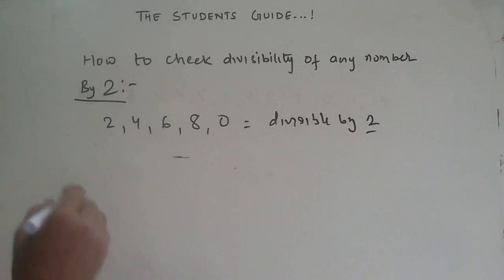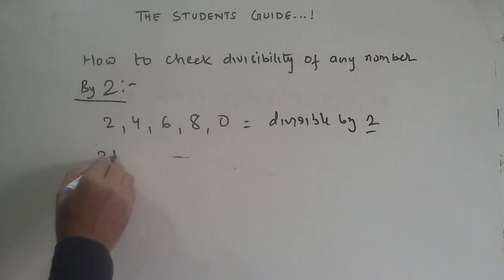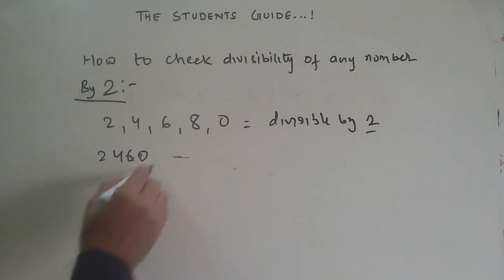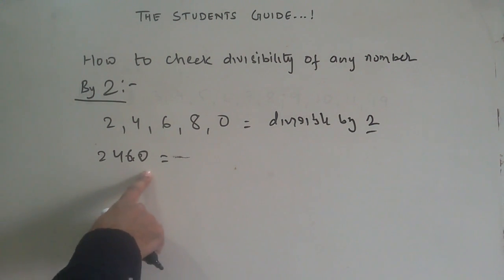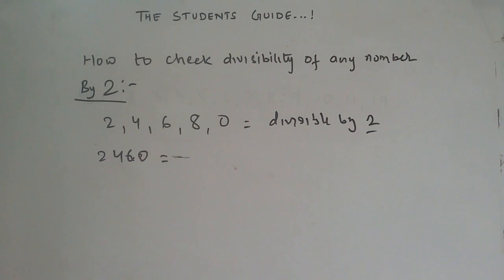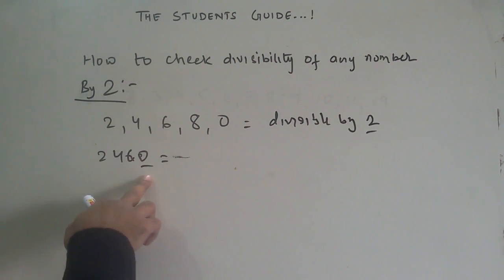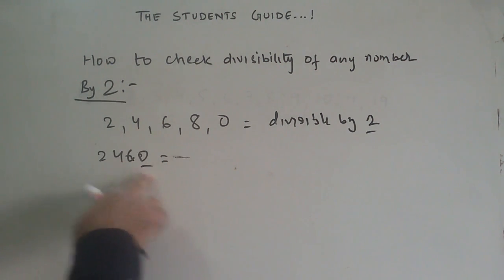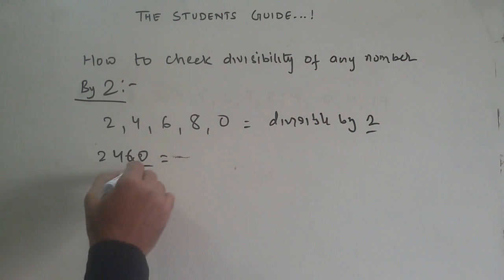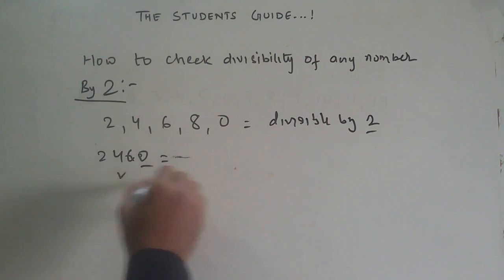Let's take an example. If the given number is 2460 and we have to find out whether it is divisible by 2 or not, we will see the last digit. If the last digit is either 2, 4, 6, 8 or 0, then the whole number is divisible by 2. In this case the last digit is 0, so this number is divisible by 2.